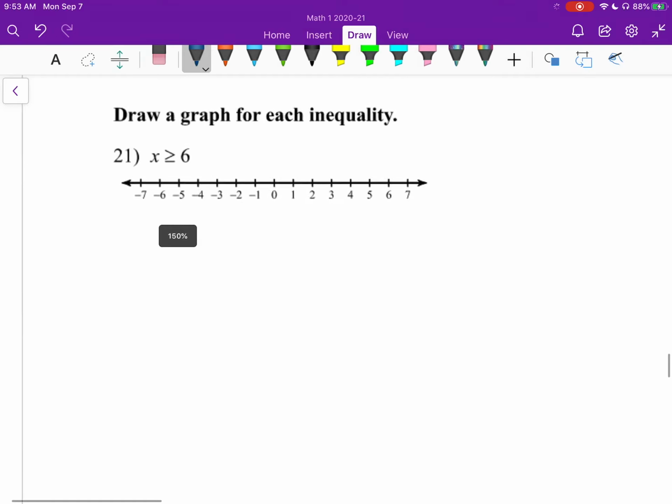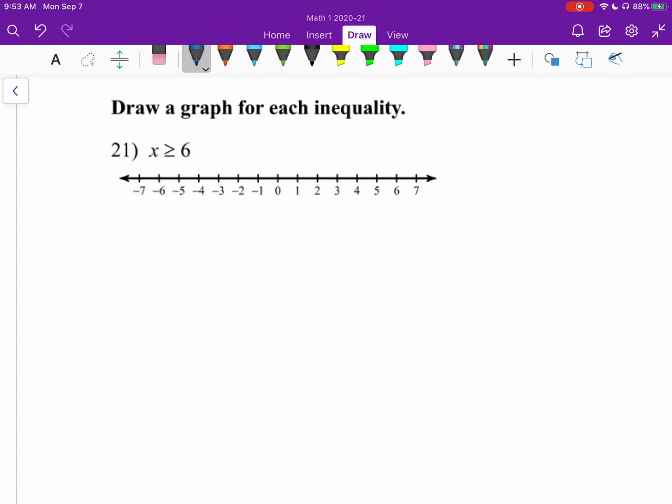All right, 21. Draw a graph for the inequality. So we've got x is bigger than or equal to 6. So we're going to have a closed dot on 6 because it could be equal to 6. And x is bigger, so I shade over here. That's not very pretty. I shade over here.